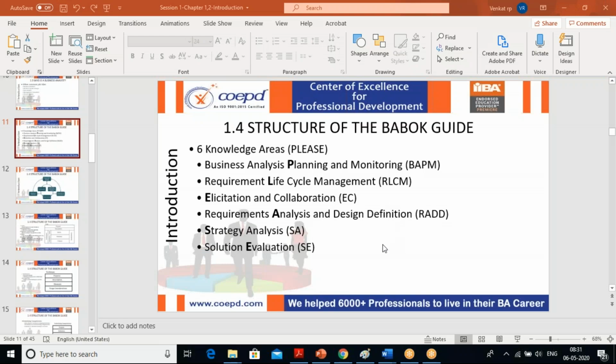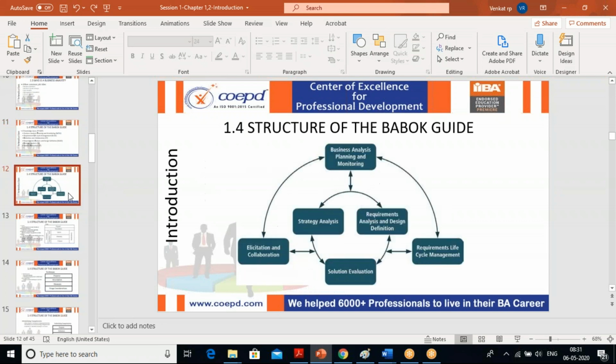We have these six knowledge areas. The six knowledge areas are business analysis planning and monitoring. The second one is requirements lifecycle management. And then we have elicitation and collaboration. And then we have requirements analysis and design definition. And then we have strategy analysis. And then we have solution evaluation. These are the six knowledge areas which we have.